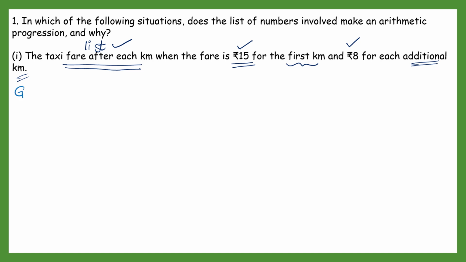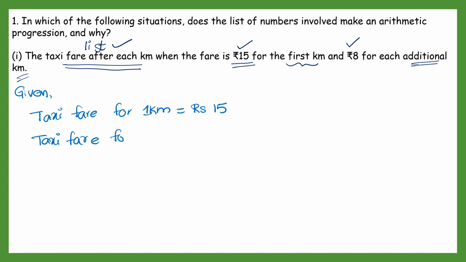So here they have given the taxi fare for 1 kilometer. For 1 kilometer, what is the taxi fare? It is 15 rupees. Now, taxi fare for 2 kilometers. 2 kilometers means 1 plus 1. That means for the first kilometer, the taxi fare is fixed, that is 15 rupees. For the next kilometer, that is 1 kilometer additional, taxi fare will be 8 rupees extra. 15 plus 8, we get 23 rupees.